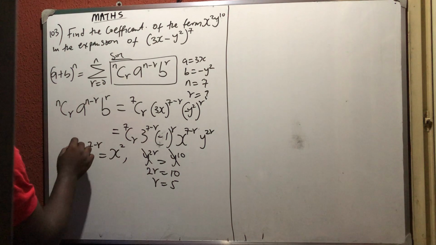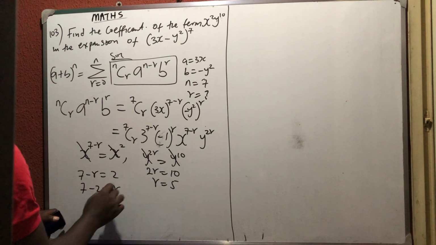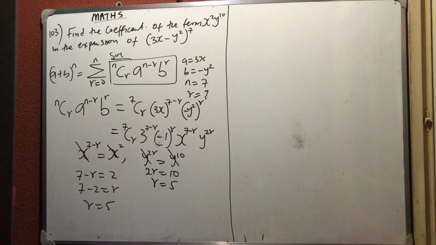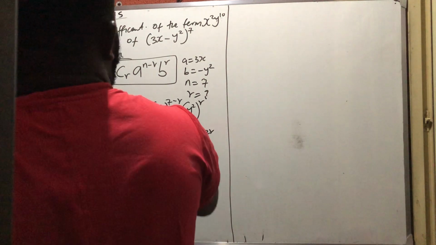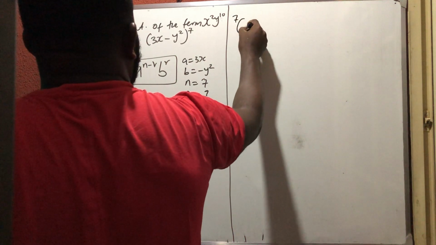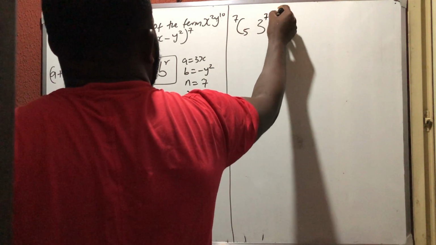So you can do the same thing here. This takes care of this to show that 7 minus r is equal to 2. So therefore 7 minus 2 is equal to r. So r is equal to 5. You see, you will get r in any of the ways you like. So once you get your r, come back to this place and substitute it. I'll have 7 combination 5. You now have 3 raised to power 7 minus 5.